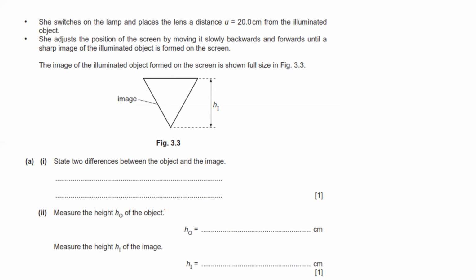Then part 2, she says she adjusts the position of the screen by moving it slowly backwards and forward until a sharp image of the illuminated object is formed on the screen. The image of the illuminated object formed on the screen is shown full size. So this is again shown in the full size. Part A says, state the two differences between the image and the object.